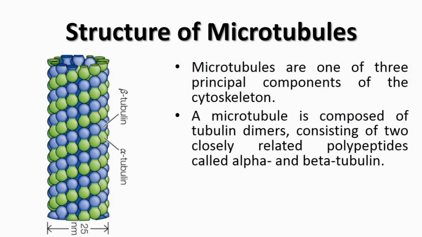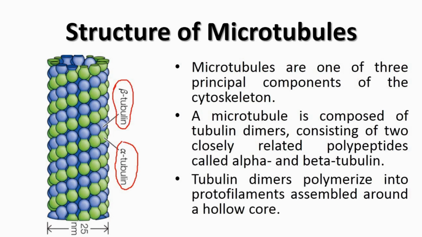A microtubule is composed of tubulin dimers consisting of two closely related polypeptides called alpha tubulin and beta tubulin. The tubulin dimer, this much portion, if you consider one blue and one green together, is a dimer. This way if I draw, this will be your tubulin dimer. It consists of a green colored alpha tubulin and a blue colored beta tubulin.